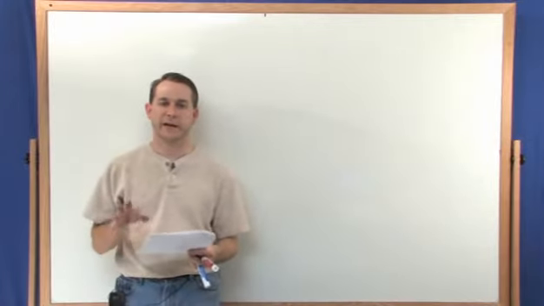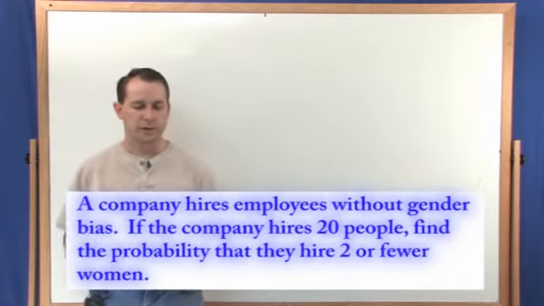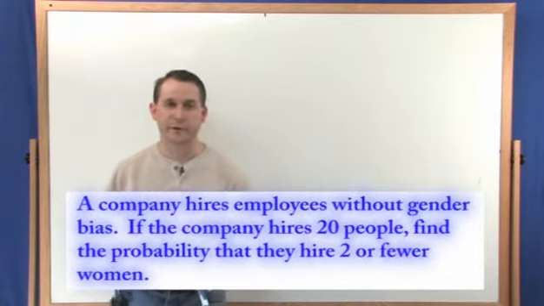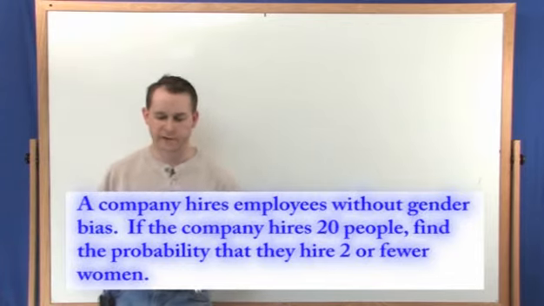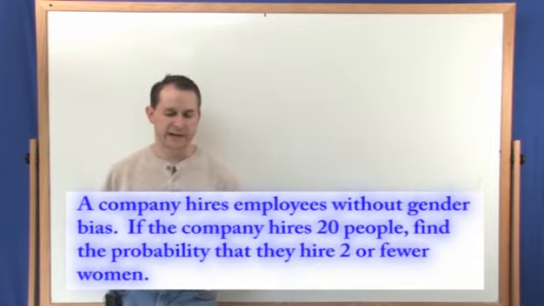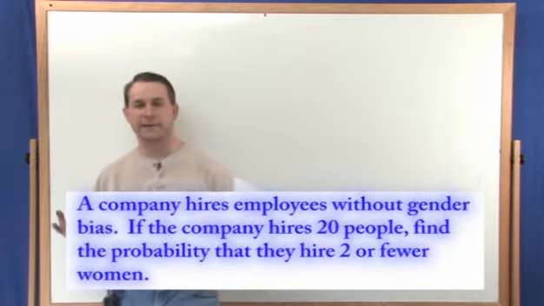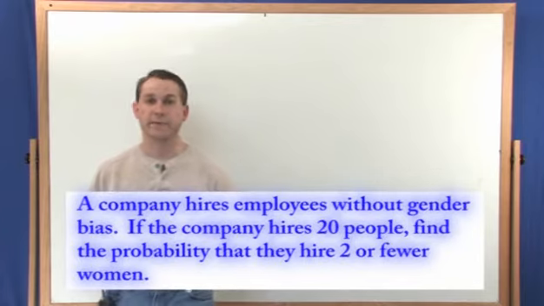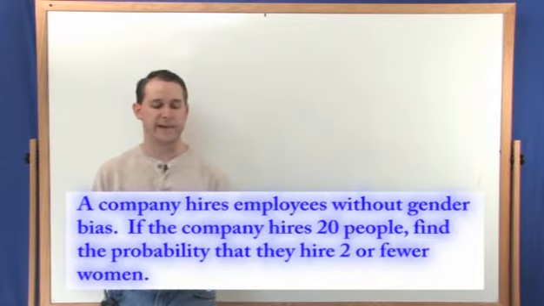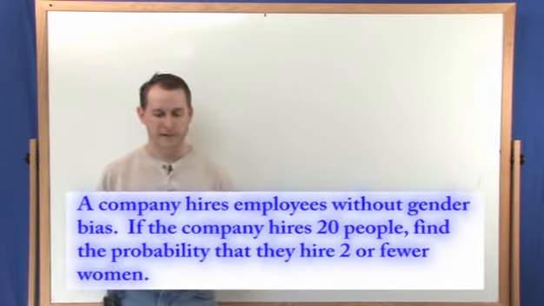Okay, now the next problem again is going to be similar, and it says a company hires employees who they're not gender biased. The people making the hiring decisions are not gender biased, so they hire men and women with equal probabilities. Okay, that's what that means. If a company hires 20 people, find the probability that they hire 2 or fewer women. Okay. So you would expect that if they hire without gender bias, and if everyone's equally qualified, they should hire roughly 50-50 men and women, right? But this is saying that of 20 people hired, find the probability that they only hire 2 or fewer women. That's what we want to find.